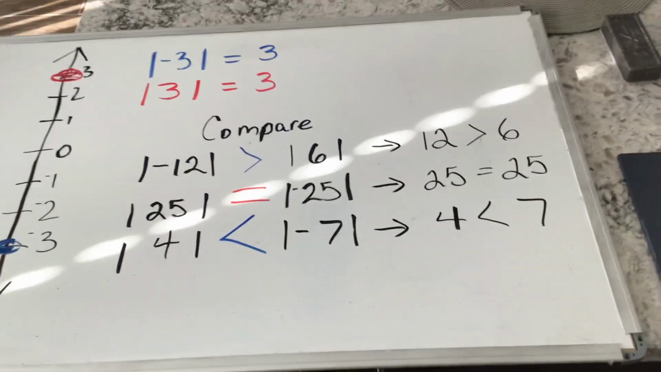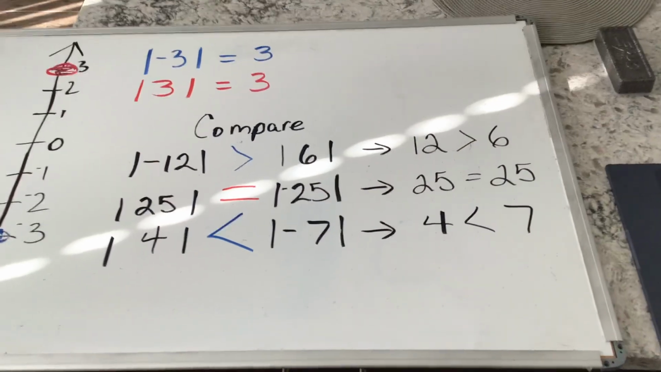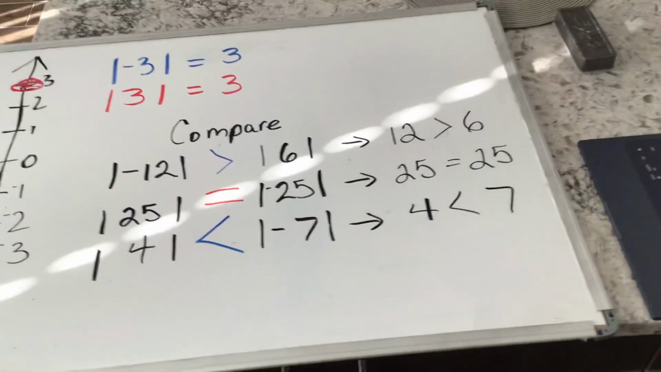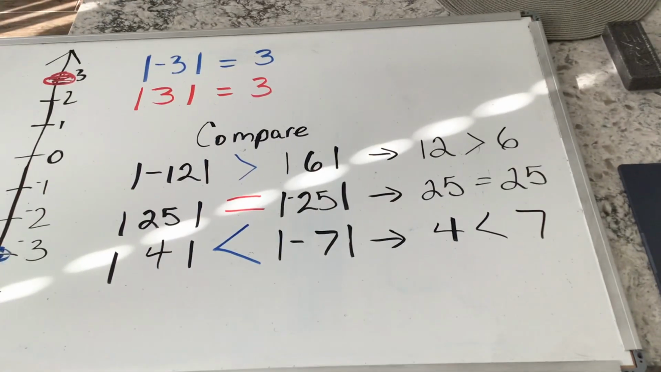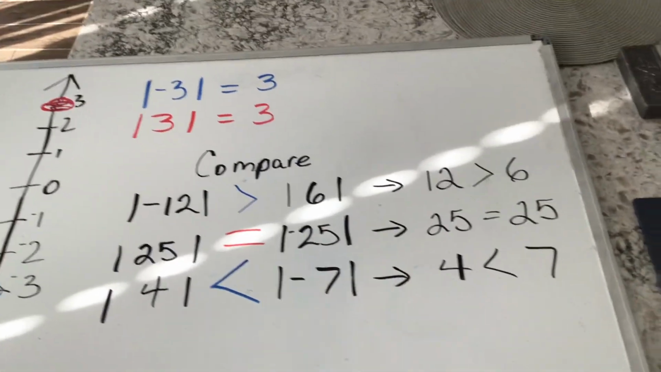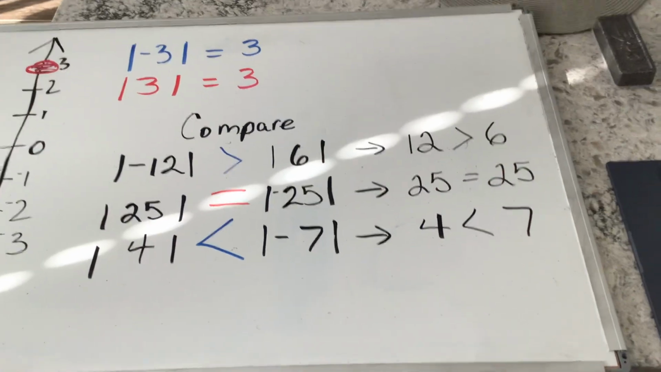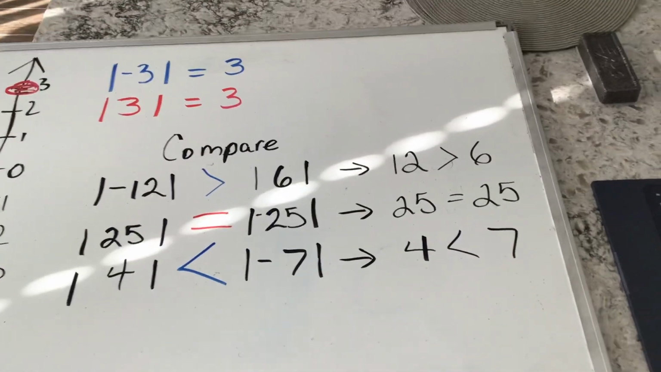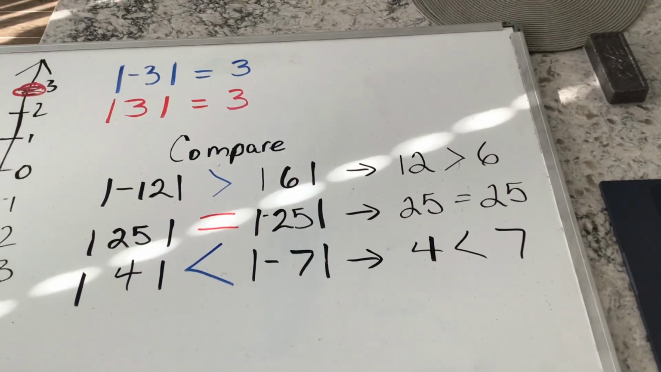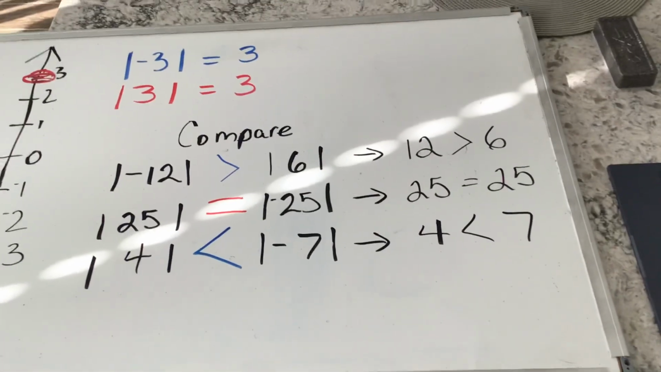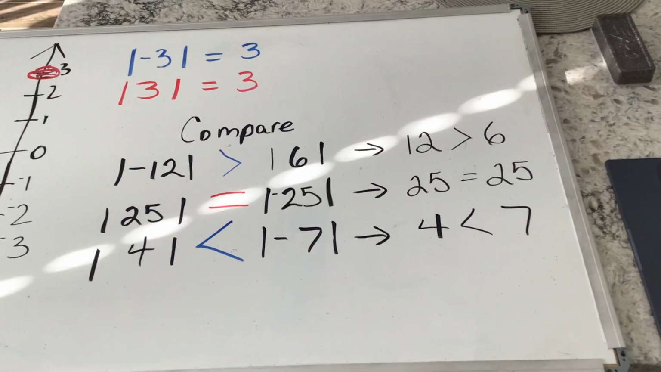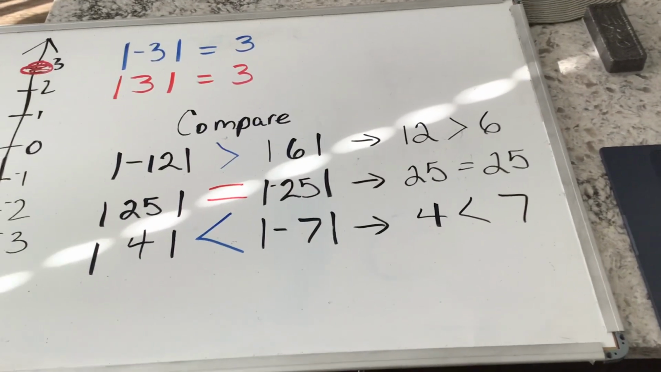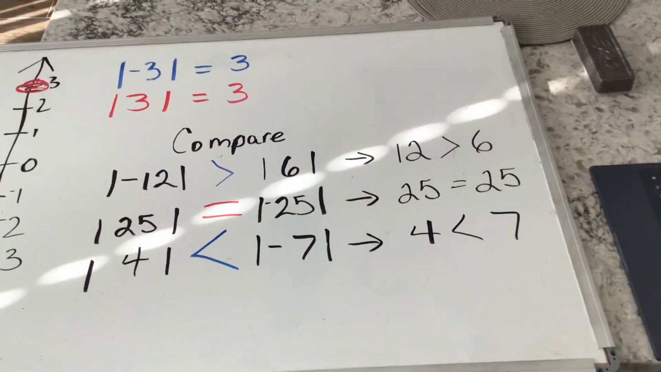And lastly, we have the absolute value of 4 is less than the absolute value of negative 7. The reason that is the case is because I am taking the absolute value of those numbers. If I was just comparing those numbers, then yes, 4 would be greater than negative 7. But I am looking at the absolute value. So I need to be aware that when I'm looking at the absolute value, it is the distance from 0.